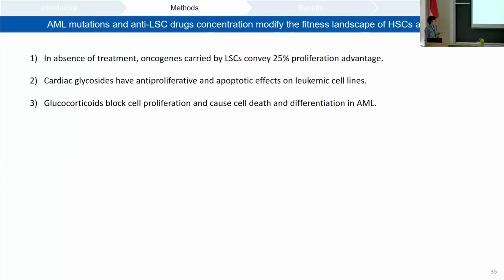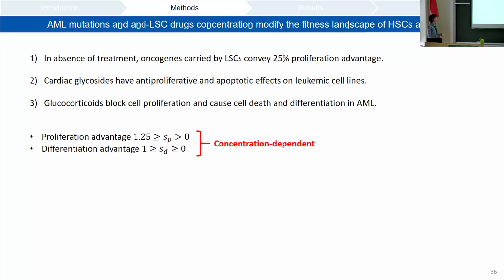And we know that AML mutations and anti-LSC drug concentration will modify the fitness landscape of those stem cells. So we came up with those three assumptions here. In absence of treatment, the oncogene carried by LSC convey 25% proliferation advantage over HSCs. The cardiac glycosides have anti-proliferative and apoptotic effect on leukemic cells, and the glucocorticoids block cell proliferation and cause cell death and differentiation in AML.